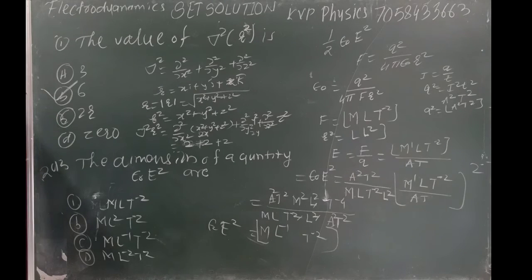So which of the following options is correct? Option number C is correct. M to the power 1, L to the power minus 1, T to the power how much? Minus 2. This is the correct option for this case.